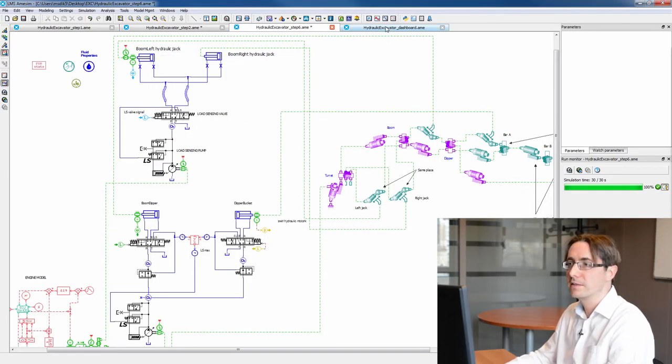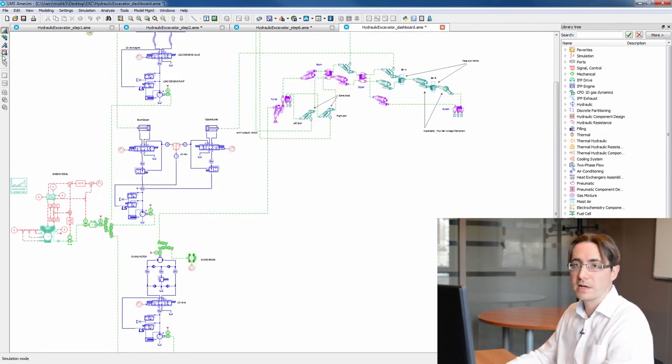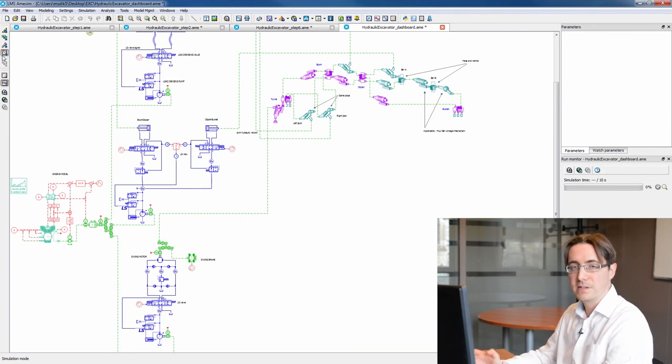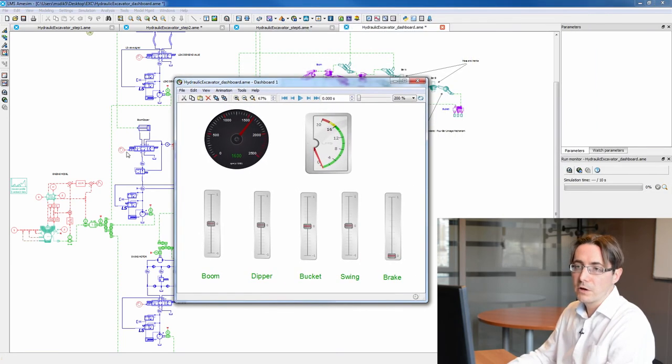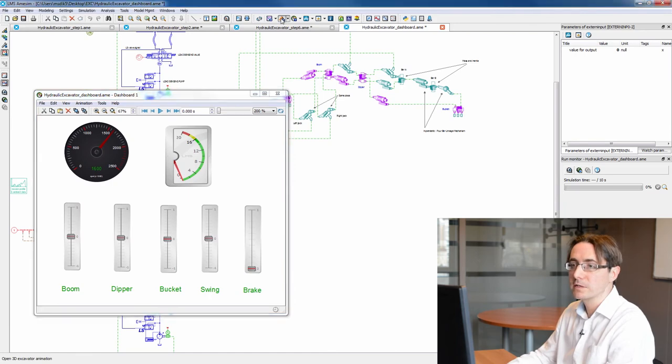Another way of using this real-time simulator is to perform human-in-the-loop simulation, meaning that we have the possibility to interact directly with the model and see the reaction of the excavator in function of the sequence required by the operator. For doing this, we can use the dashboard functionality of Amesim together with the interactive signals that can be connected with the different servo valves of the system. So let's have a look.